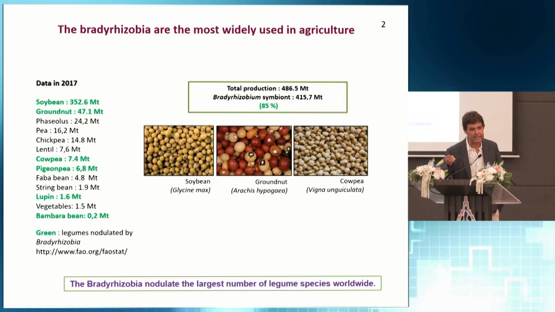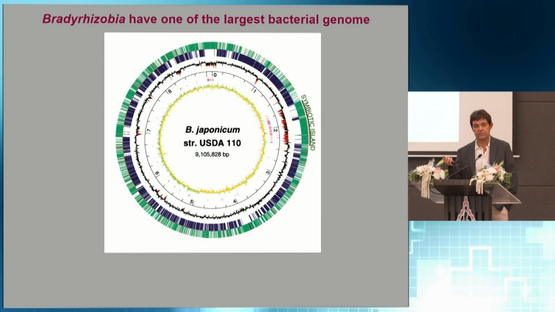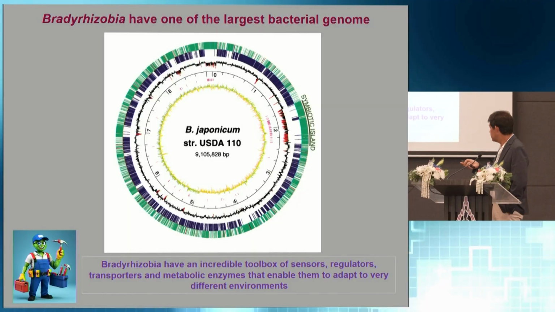There are most probably several explanations, but one of the first concerns the genome size. Bradyrhizobium contain a genome of around 8 to 12 megabases, which is among the largest bacterial genomes. Here is a representation of the first Bradyrhizobium strain which was sequenced by the group of Professor Minamisawa. This is the genome of the strain USDA 110, whose name has changed. It is now Bradyrhizobium diazoefficiens. And it appears, in fact, that Bradyrhizobium have acquired by lateral gene transfer a lot of genes, and by neofunctionalization, by duplication, they have created an incredible toolbox with a lot of sensors, regulators, transporters, and metabolic enzymes that enable them to adapt to very different conditions.